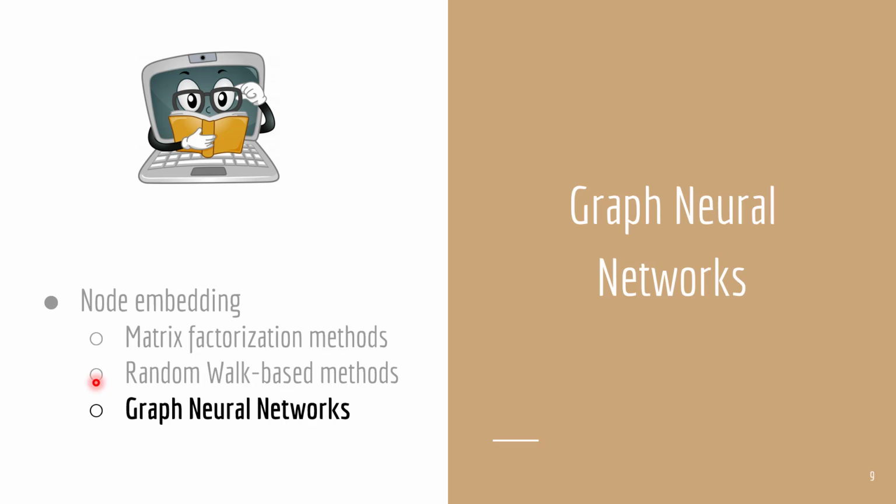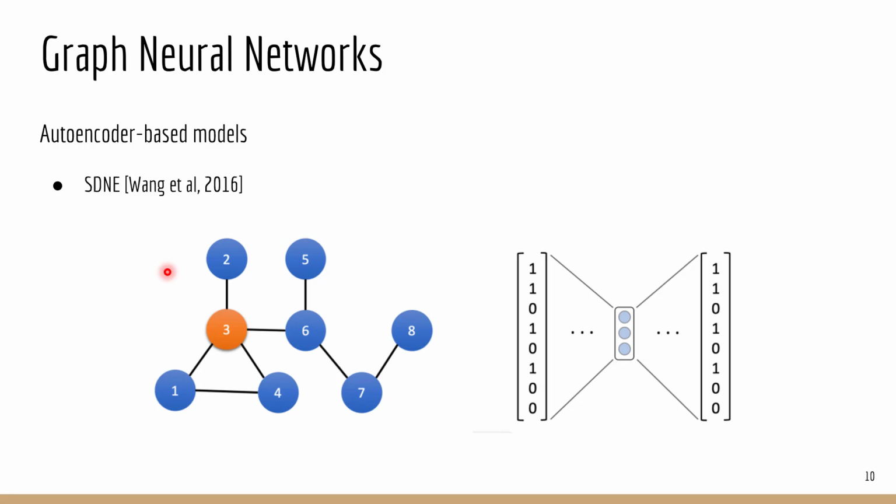Random walk-based methods make use of neural networks in their training procedure. But they are not the only graph embedding techniques that are based on neural networks. And it's not surprising to expect other techniques that are based on neural networks for embedding graphs. One of the earlier types of graph neural networks is the autoencoder based model. And SDNE is one of the prominent models in that category.